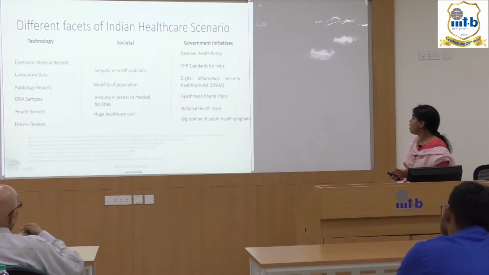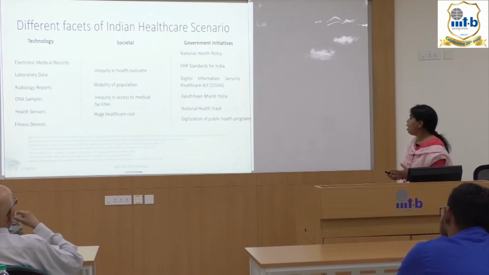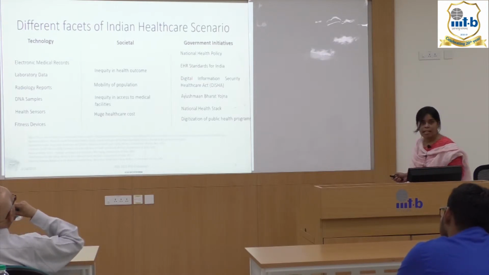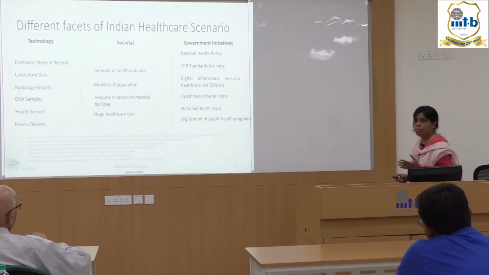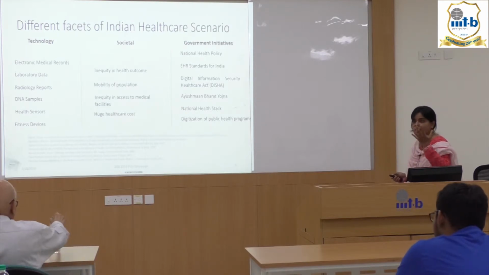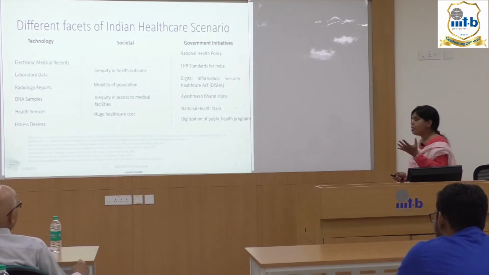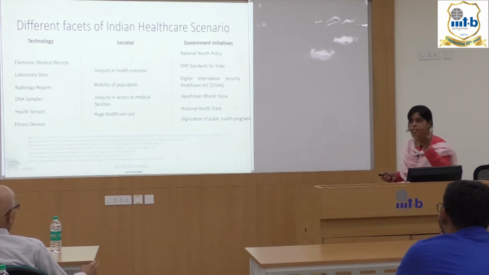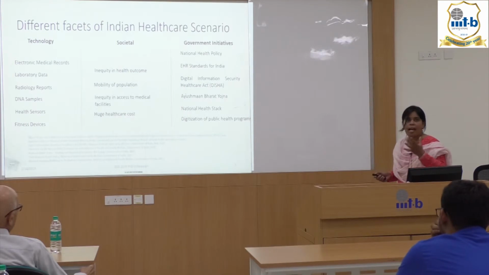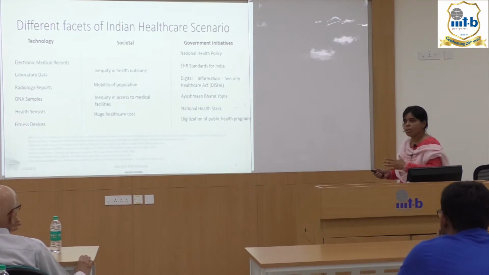In line with this goal, the government came up with EHR standards for India, then the Digital Information Security in Healthcare Act, where health information exchange and clinical establishments, their roles have been defined, and how they will store the data, collect the data, transfer the data. Those standards and regulations have been defined in this act.